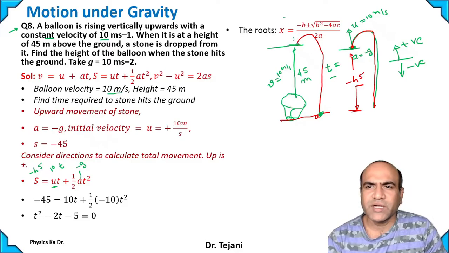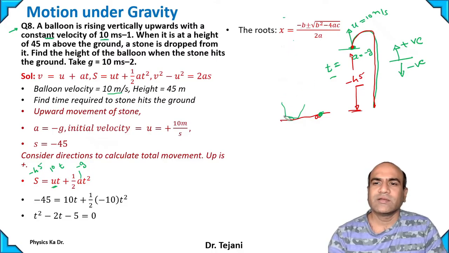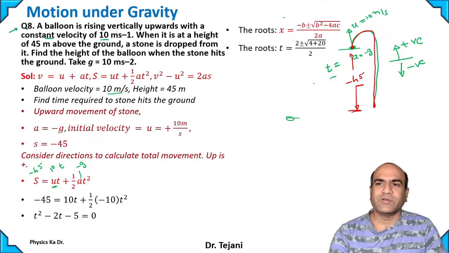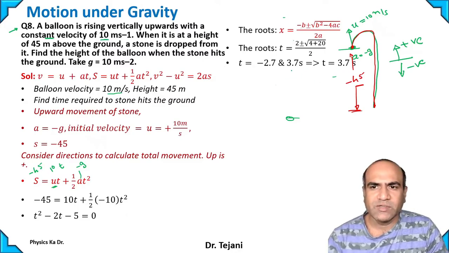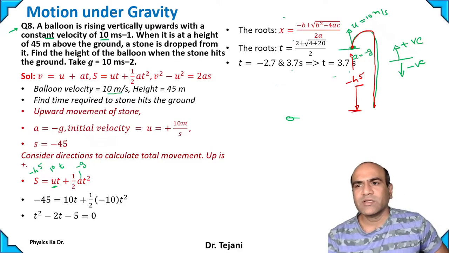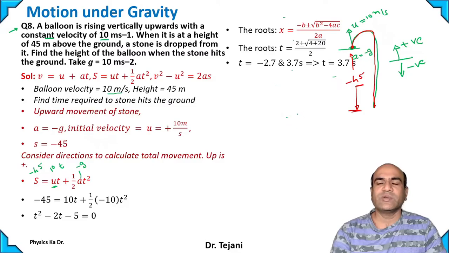Remember this equation, and ultimately you just find out the solution. Put the values here, and you will get these two solutions: minus 2.7 and 3.7 seconds. So minus is not possible. Stone is taking 3.7 seconds before it reaches the ground.